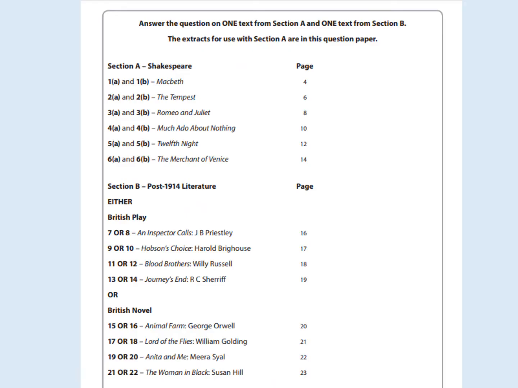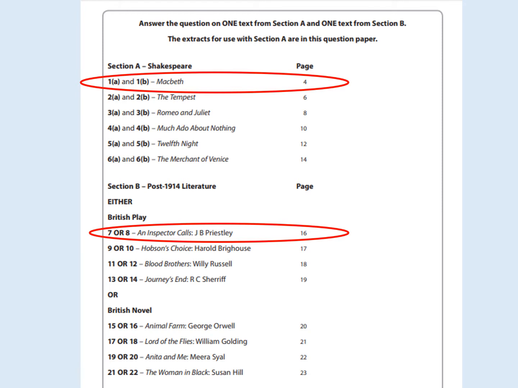So, the two questions will be on the paper like this. It's unlikely you'll have the full paper with all the different texts on there, but I want to make sure that you know this for your actual examinations. Only answer the questions on Macbeth and Inspector Calls. All the other texts aren't for you to do. You're only doing those two questions and two sections.